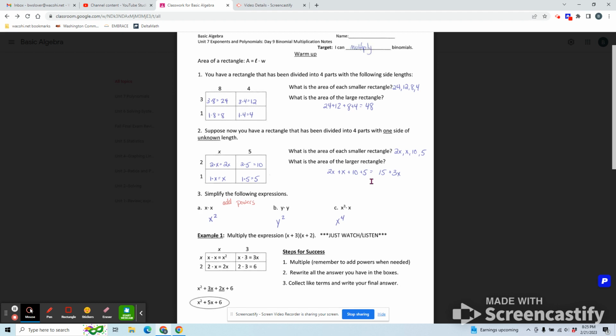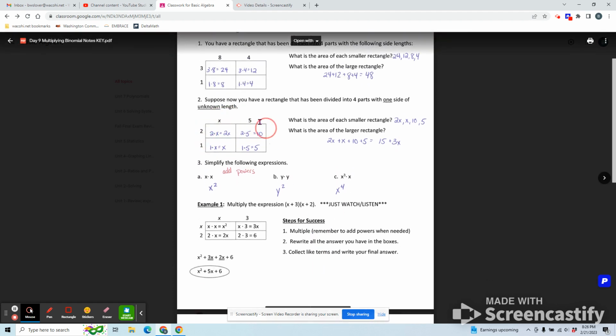And then the third warm-up is asking us to simplify the following expressions. As long as these are the same base, which they all are, we can add our powers together. So x times x is x squared, y times y is y squared, and x cubed times x is x to the 4th.